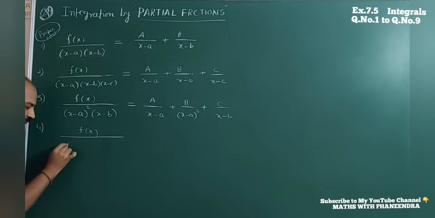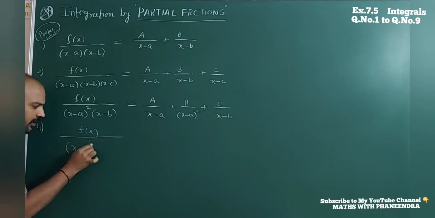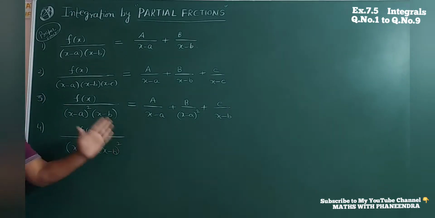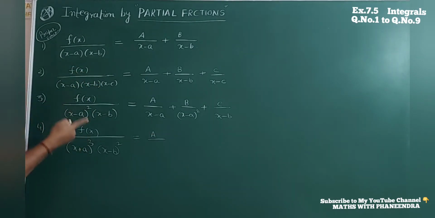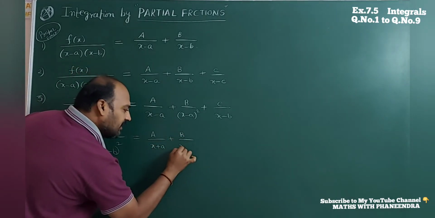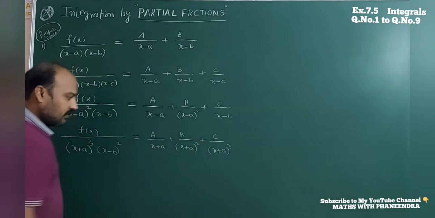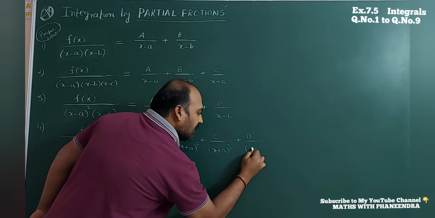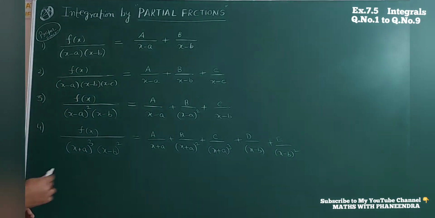F of x by x plus a whole cube, you take, x minus b whole square. Suppose two times. Total repeated factors 2, 3 are there. That time what we have to do? A by x plus a whole cube, no? So 3 times you write it. A by x plus a, B by x plus a whole square, plus C by x plus a whole cube. Next, 2 terms are repeating for these 2 factors also. D by x minus b, plus capital E by x minus b whole square. This is the way you can write it.